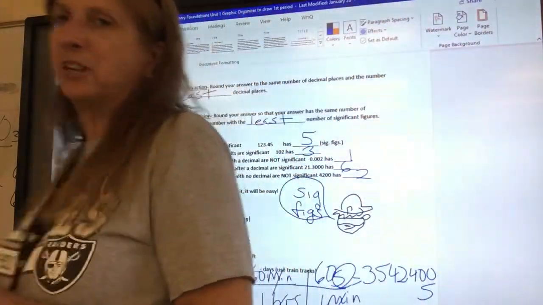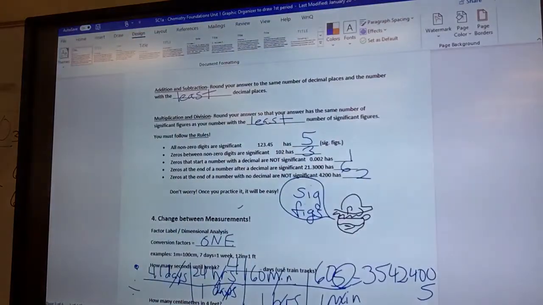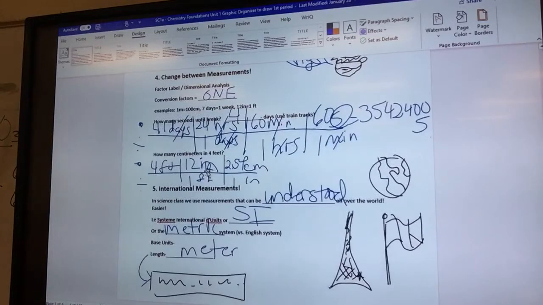Okay, changing between measurements. Dimensional analysis. Just think of how fun it'll be to go home and tell your mom what you learned today. I learned about significant figures. I learned about dimensional analysis. It sounds like you're part of the multiverse or something.